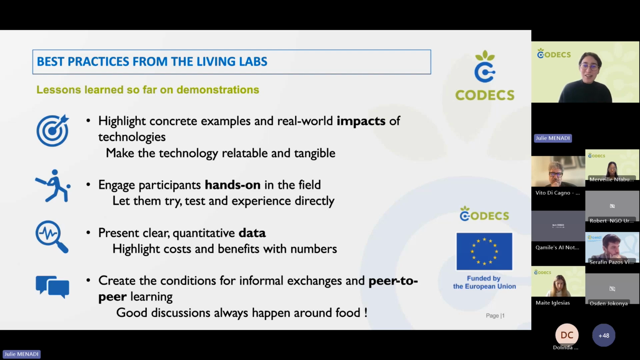What has been funny is that all the Living Labs had the same practice, and I think it's a good one to keep on. Good discussions always happen around food, so sharing a drink or food at the reflection moment really helps create more and more discussions among participants. That's something they look for when they come to demonstrations.